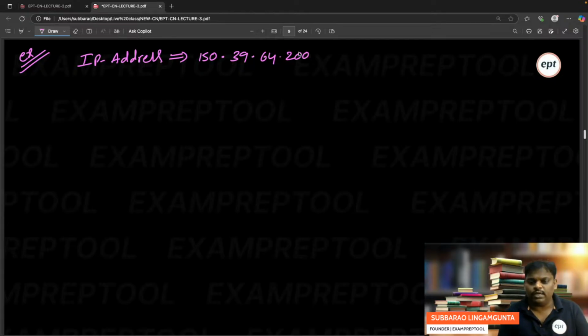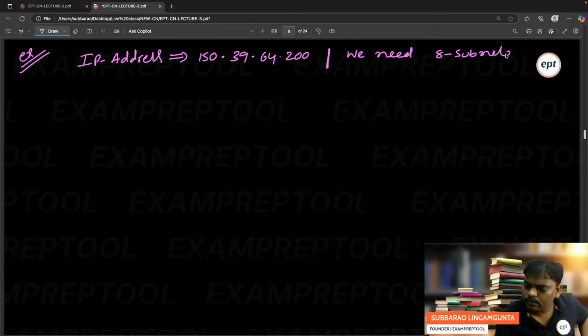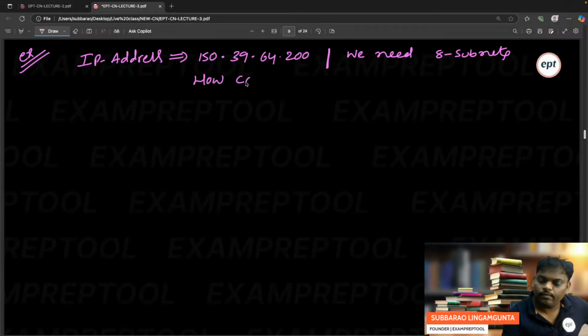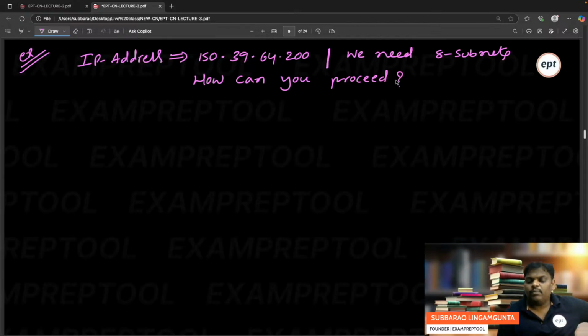Now they are saying we need 8 subnets. Then how can you proceed? See how I am going to proceed. Please understand everyone. One IP address is given, and he is saying that we need 8 subnets. How can you proceed? I am giving the answer. Everyone, can you catch this area? How are you going to handle it?